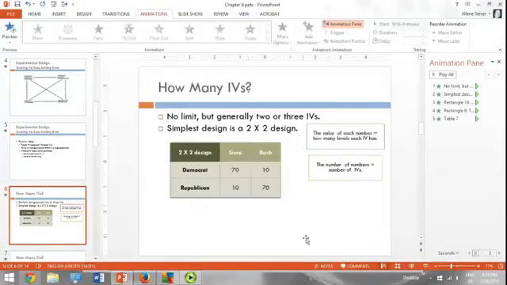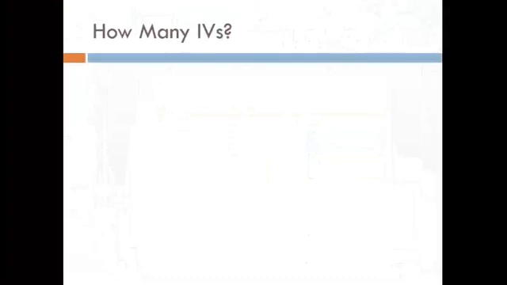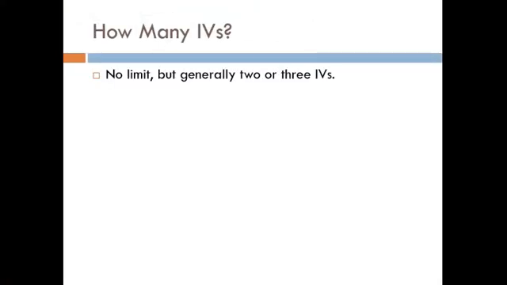All right, so how many independent variables can we have? Well, we can have as many as we want. There's no limit to how many independent variables you can have in a study. But generally, 2 or 3 independent variables is what most people will include in their study. Part of the reason why you limit yourself is because it becomes really complex really fast to add more than 1 or 2 or 3 additional independent variables.